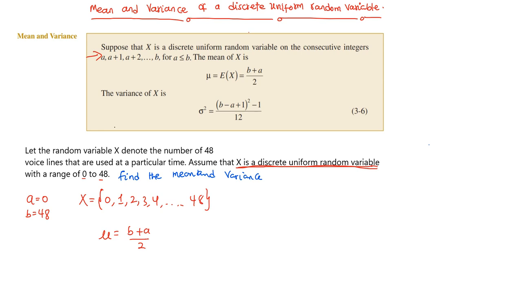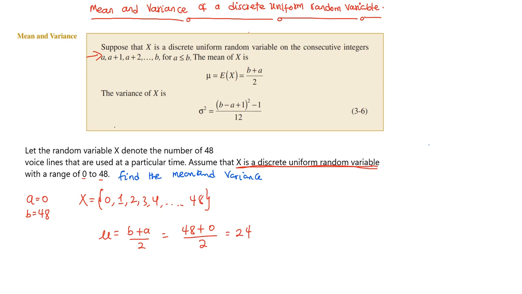We know what our a is, we know what our b is, so we can just do the substitution to get our answer. So in this case, you're going to have 48 because b is 48, and then a is 0. So (48 plus 0) over 2, right? So when we do this, you're going to get the mean to be equal to 24. Okay, that's it.